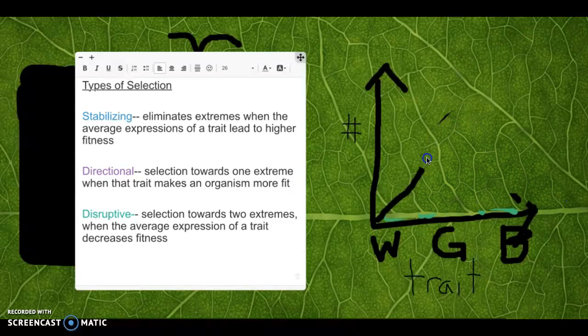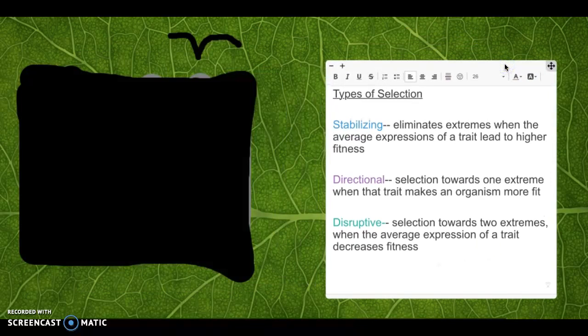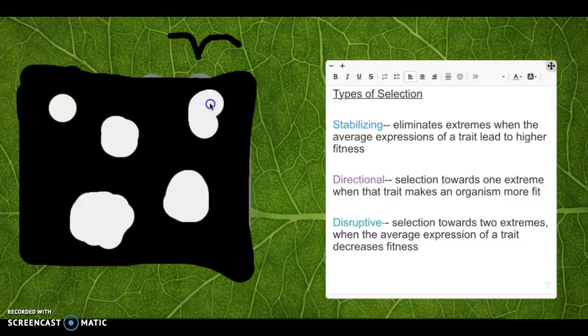But lastly, we are going to talk about disruptive selection. Disruptive selection is a little different. And for this example, this is where it gets a little unrealistic. I'm going to make a habitat. Let's say this habitat was black and white. Again, it's sort of unrealistic, but it's going to help you remember it. So let's say in this specific habitat, some areas of it are black, some of it are white.